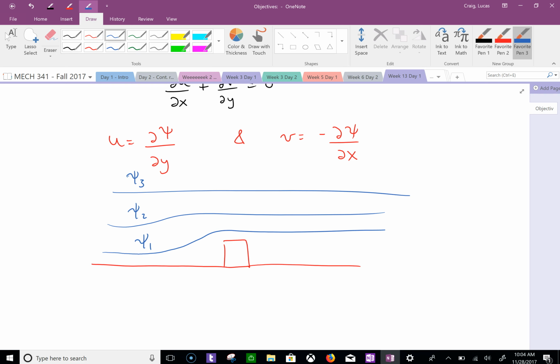So we're going to figure out how to find it. Okay. Isn't the u's going to have x and the v's going to have y? It is correct. So we define u as partial psi partial y, and v as negative partial psi partial x.